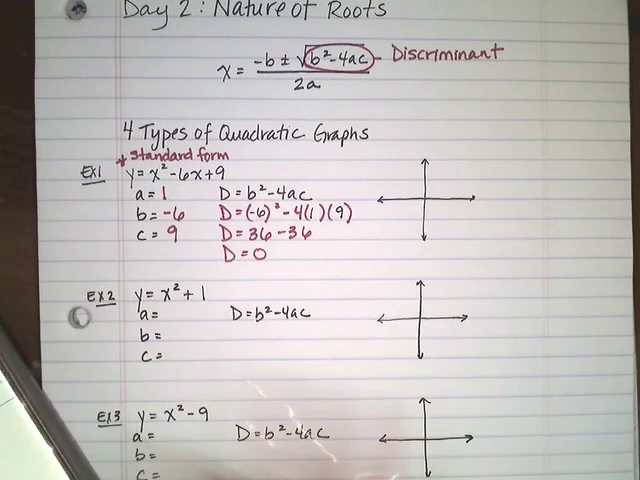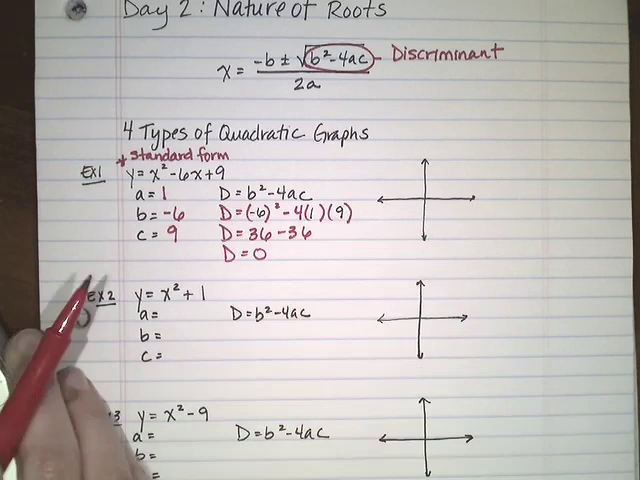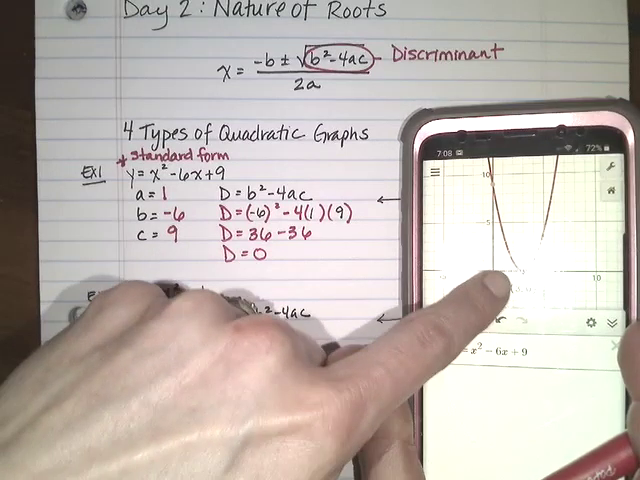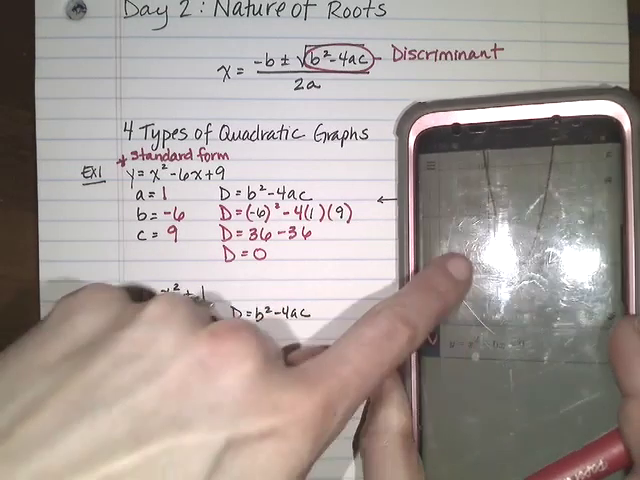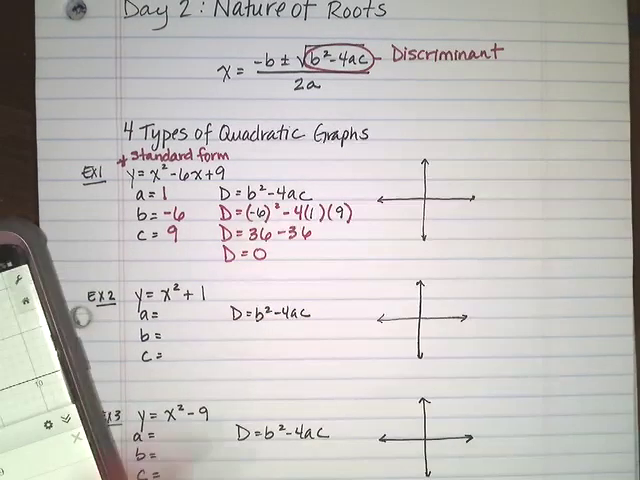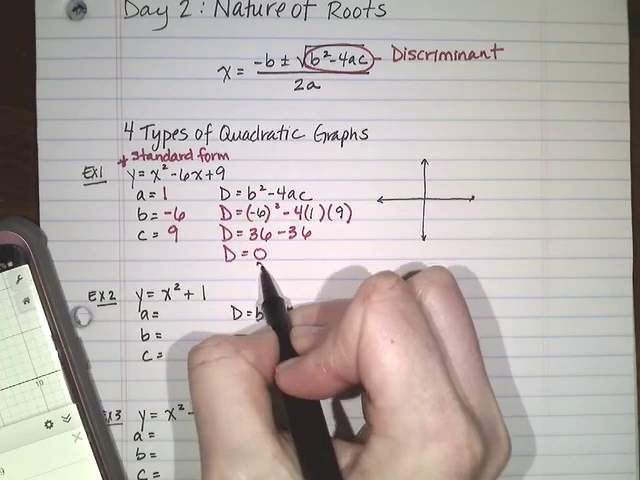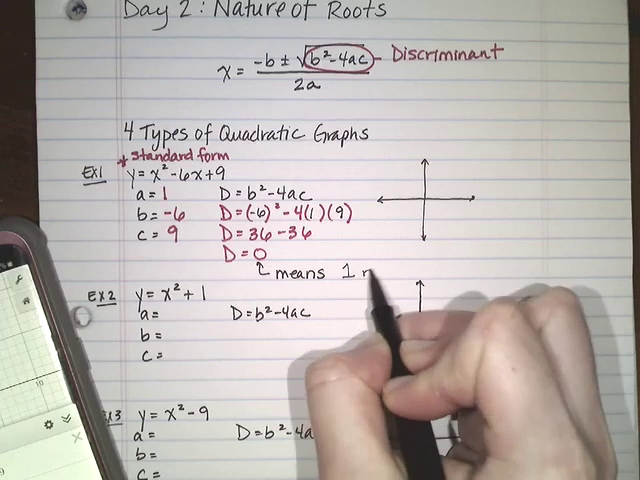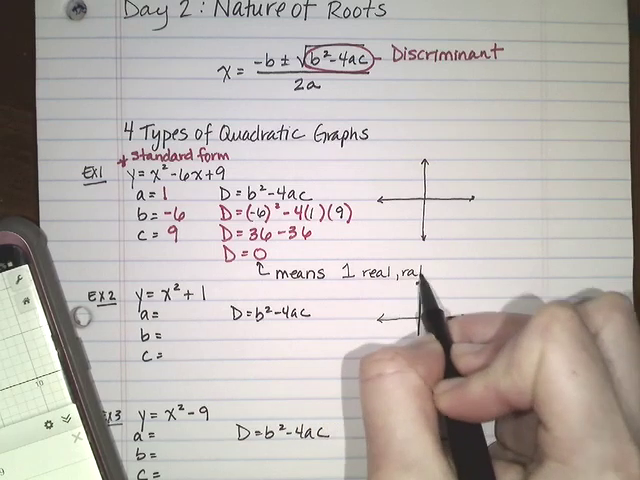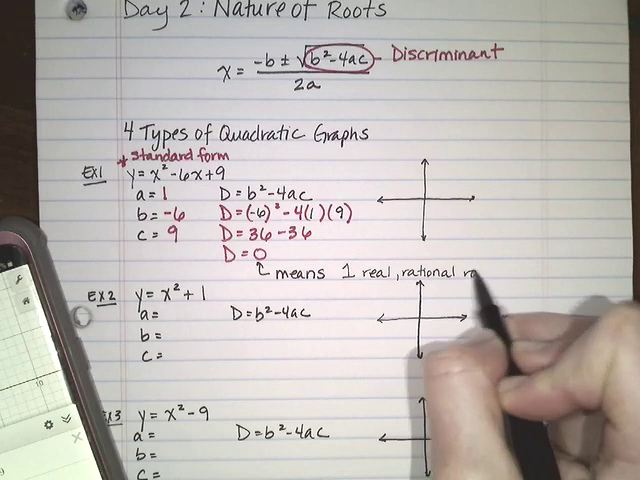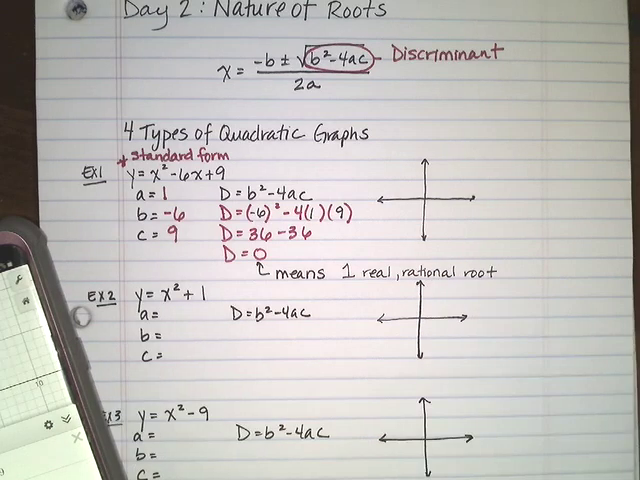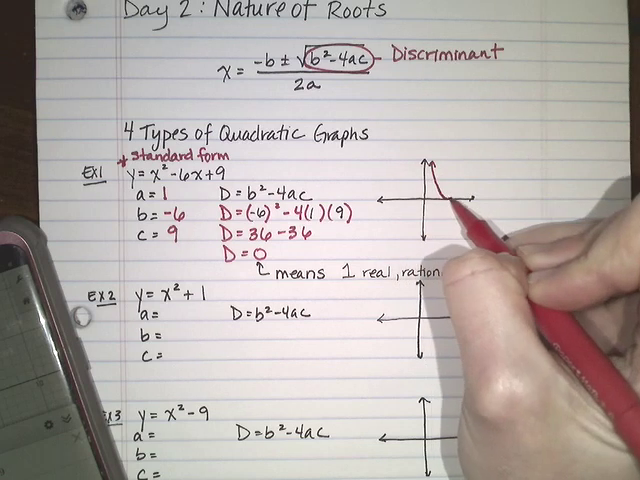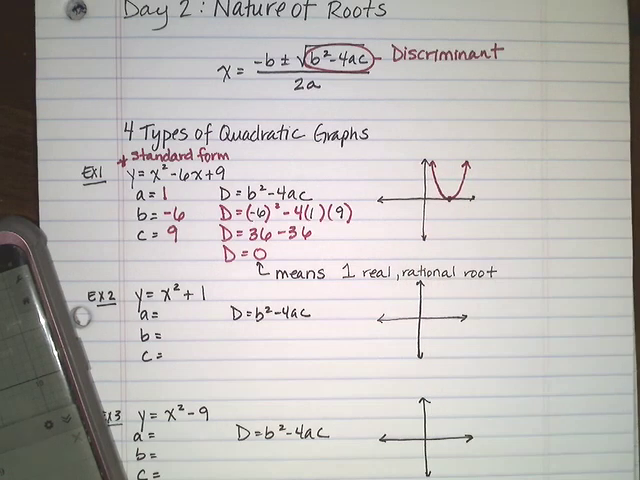So, whenever you solve for a discriminant and your discriminant comes out to be 0, you're going to have what we call 1 tangent root, or just 1 real root. So this thing right here means 1 real rational root. Okay, and I'll graph it here. It looks like this, where you only touch 1 time.